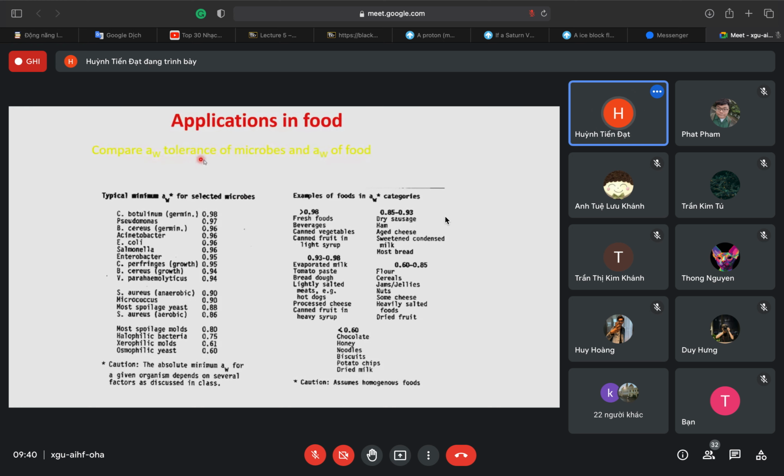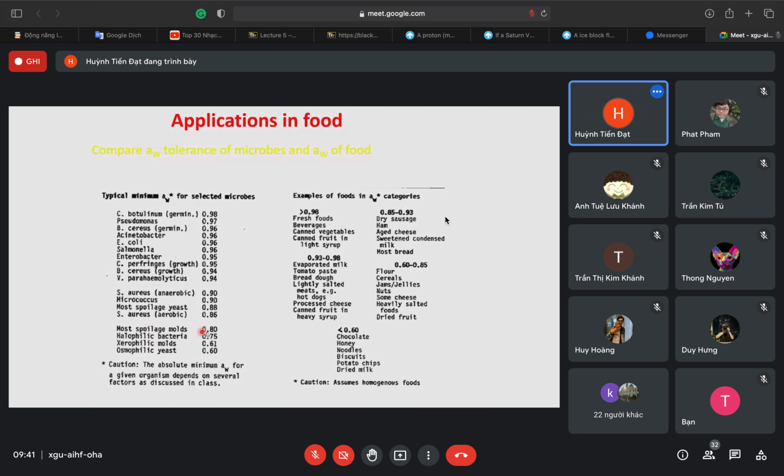Okay, some examples here. We compare the water activity tolerance to the water activity of food. Clostridium botulinum germination at around 0.9, Pseudomonas, Bacillus aureus. These groups are pathogens. Some are like E. coli, Enterobacter, Clostridium perfringens. Okay. Some of them belong to the group of anaerobes, also different in the water activity for their growth.